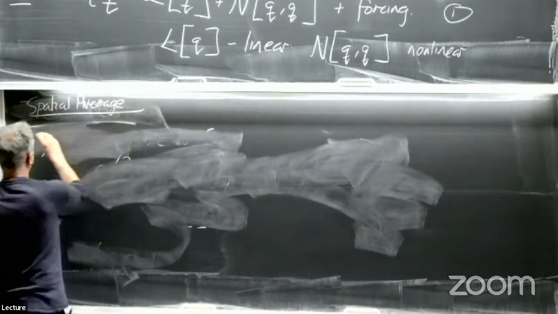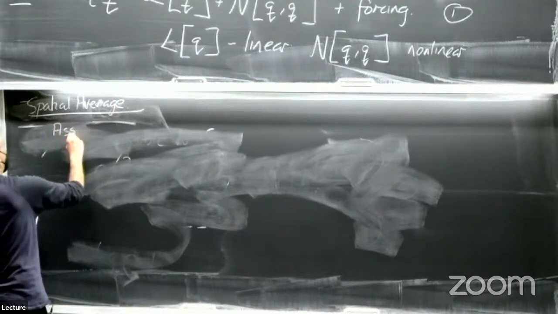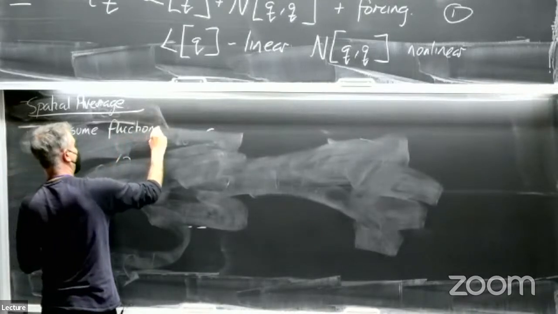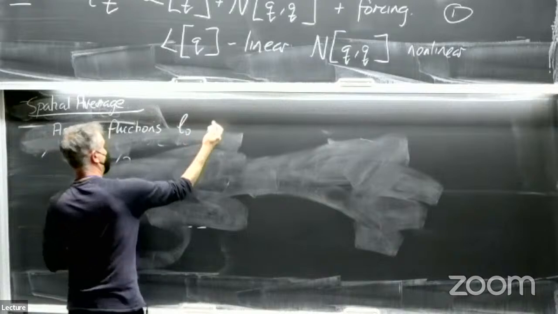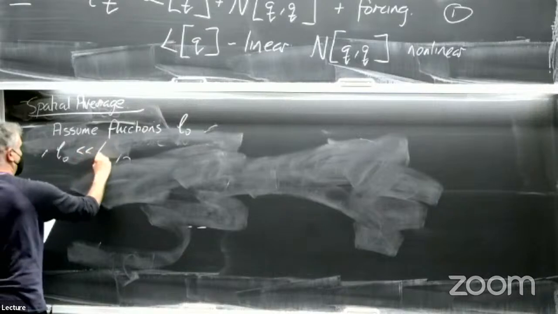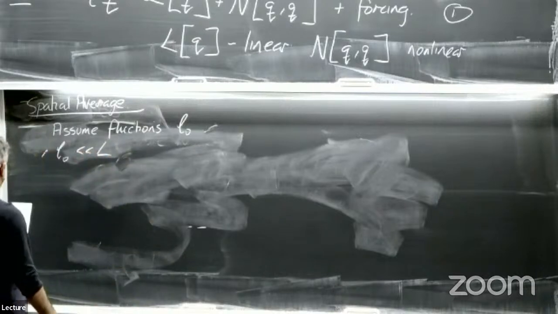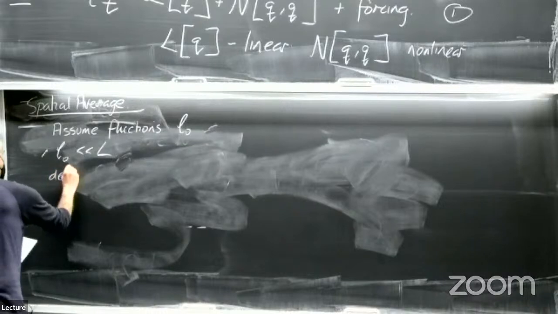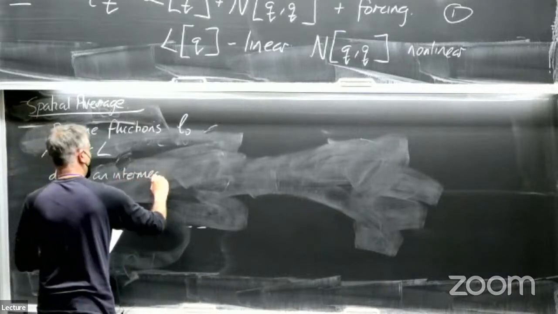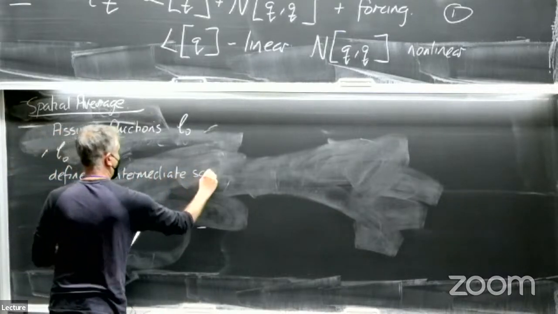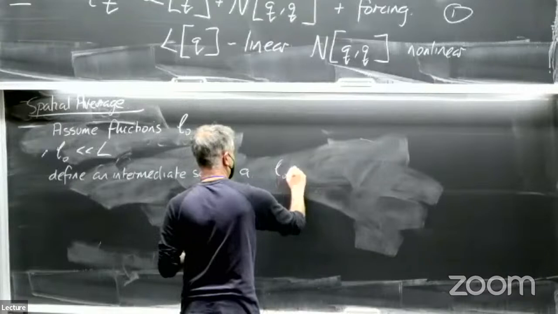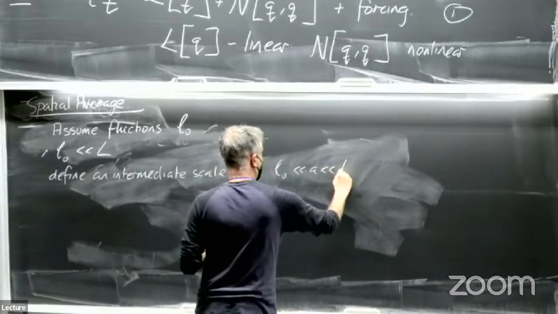So what am I doing here? Well, I'm going to assume fluctuations, so the prime variables are on a scale L0. L0 is very much smaller than some system size. And I just define an intermediate scale, I'll call it A. So intermediate just means somewhere in between the two.